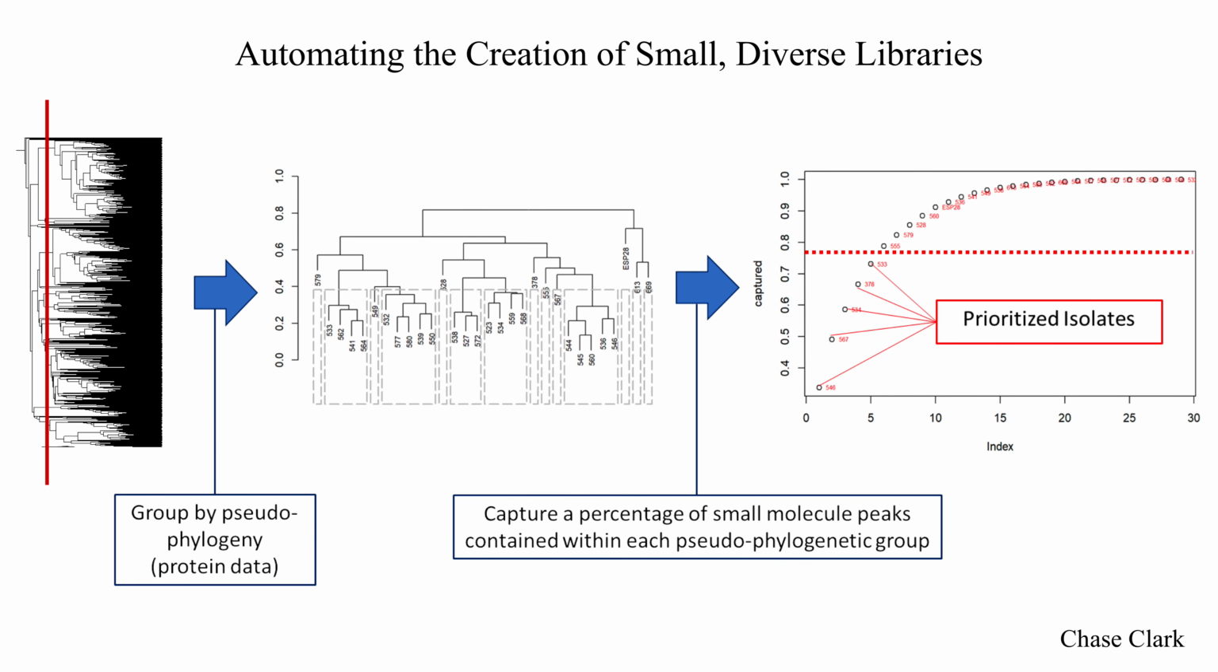Okay, so finally, one other thing that we're trying to do with IDBac is remove one last component of human bias from this process, and we're trying to automate the process of library creation. Here's the process. We first group isolates using hierarchical clustering of their protein spectra, and then within each of these groups, Chase designed an algorithm that iteratively selects isolates until a specified percentage of natural product peaks are captured within each group.